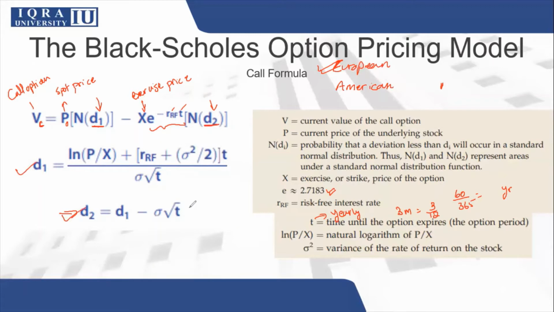Now, I know it still looks a lot confusing, so we will do one practice question to make it more clear to you. And over here you have ln(P/X), which is the natural logarithm of P divided by X. P is again the spot price and X is the exercise price. And then this is simply the variance of the rate of return of the stock. So the underlying stock, it is the variance of that, and over here you have the standard deviation of the underlying stock. The rest of the variables are the same. So let's do a practice question now.